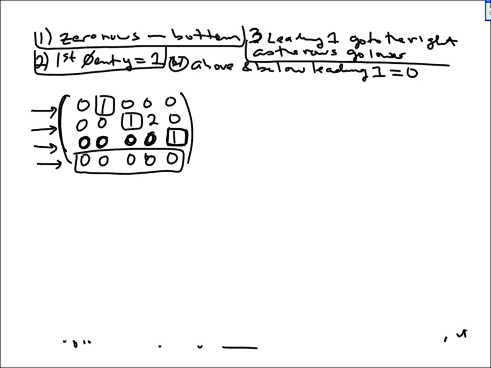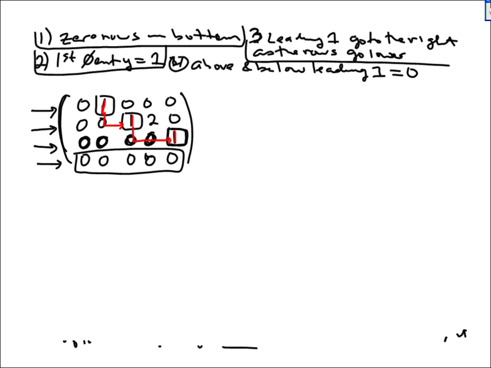Condition 3 says that as you go down in the rows, the leading ones have to go to the right. They don't have to go just one column to the right. They have to go to the right. Well, here's a leading one. I went down, and the next leading one is to the right. Go down to the next row. The next leading one is to the right. That's good. Number 4, it says above and below the leading ones must be 0.